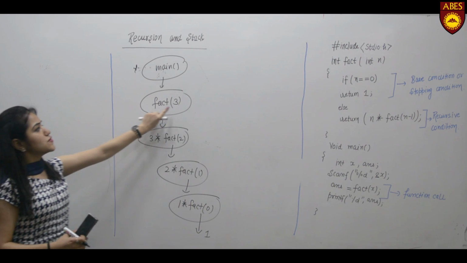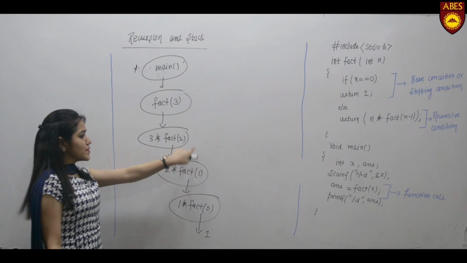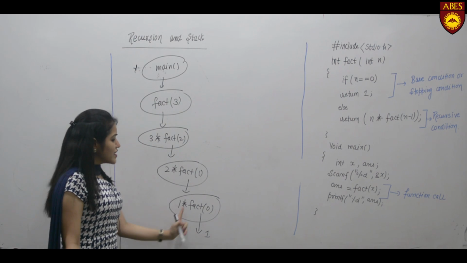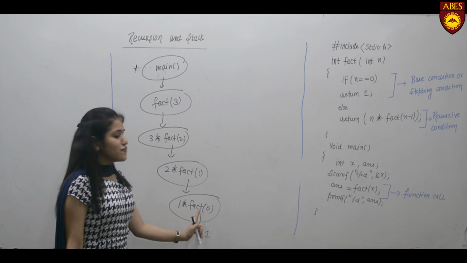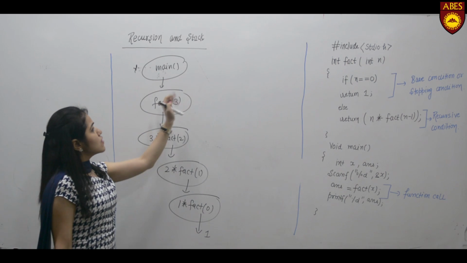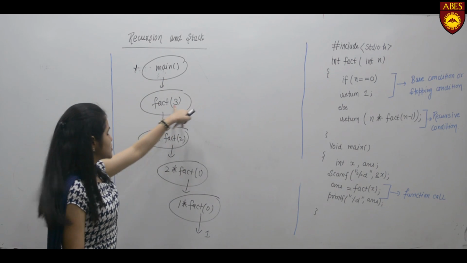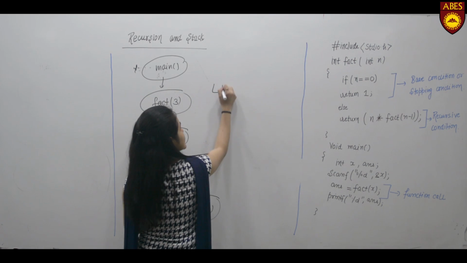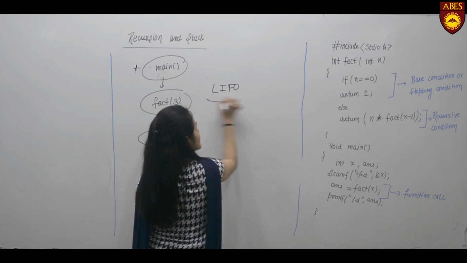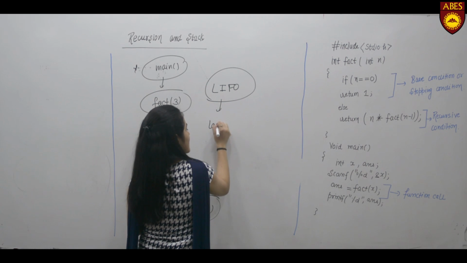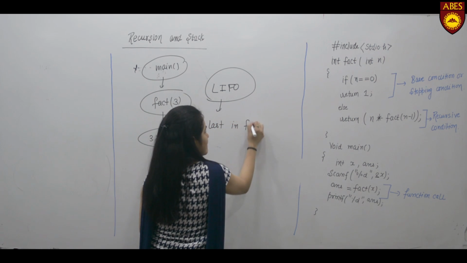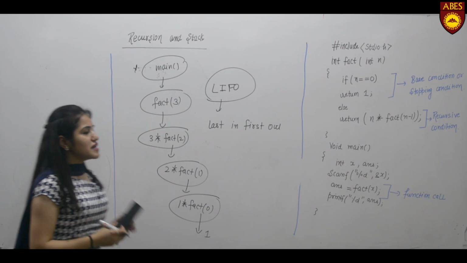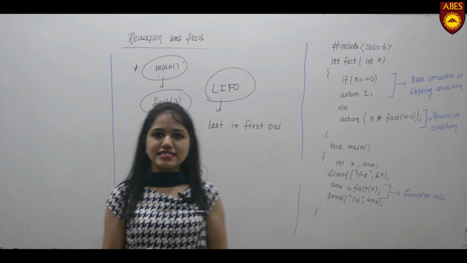Here observe, fact of 3 is 3 into fact of 2. Fact of 2 is 2 into fact of 1. Fact of 1 is 1 into fact of 0. And fact of 0 is 1. So we call function fact of 3 at the first position, but this will execute in the end. So this is the last in first out property, LIFO. And the last in first out property is implemented using a data structure that is known as stack.